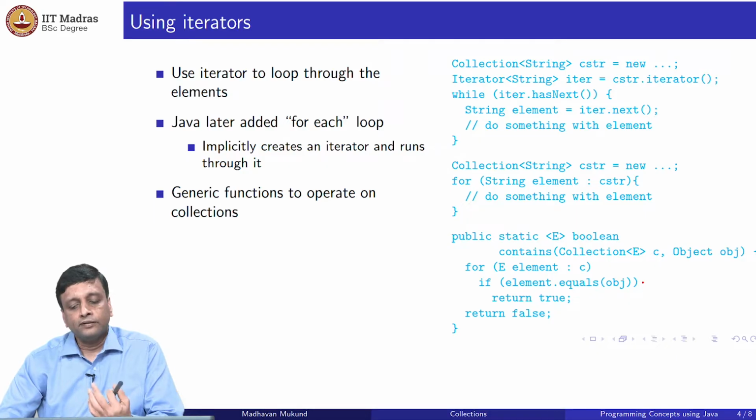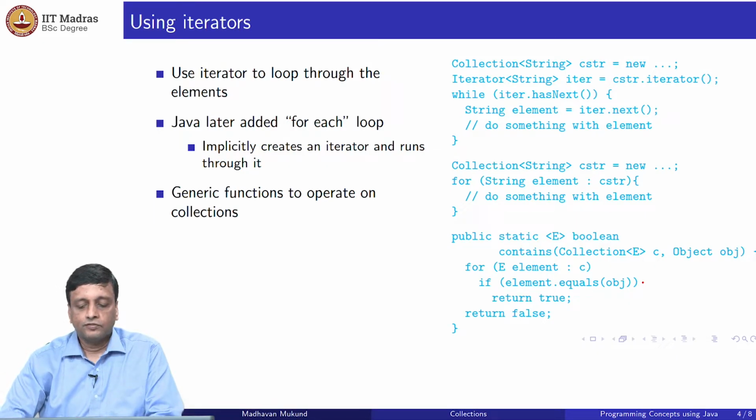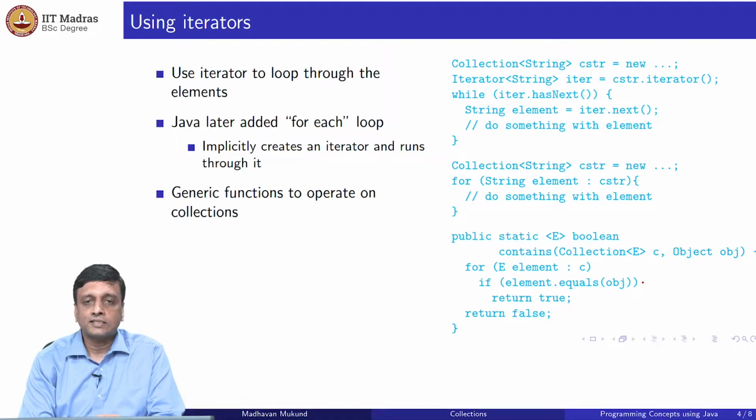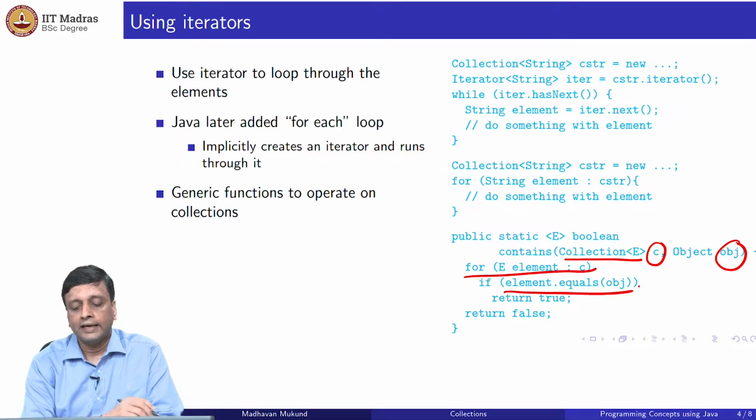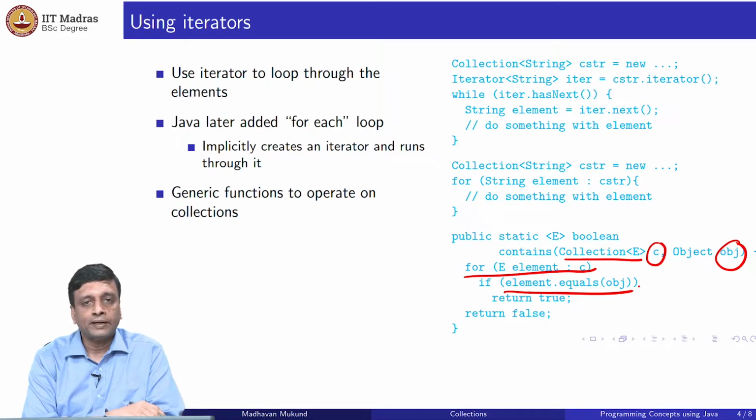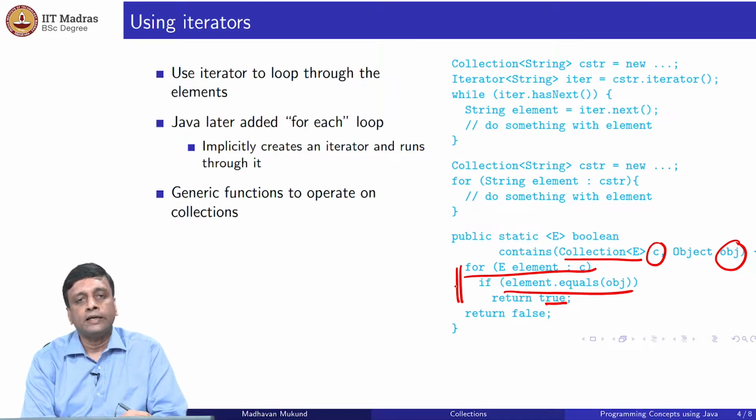So now that I can run through my collection, I can also of course write generic functions, right. So for instance, I can write this function which checks membership. I can ask whether in a collection C, there is an object there or not. So I will go through all the elements in my collection, and for each of them I will check whether the element that I have just picked up from my collection equals the object or not. If I find one, I will return true. If I go through this entire loop without finding any element that equals object, I will return false.